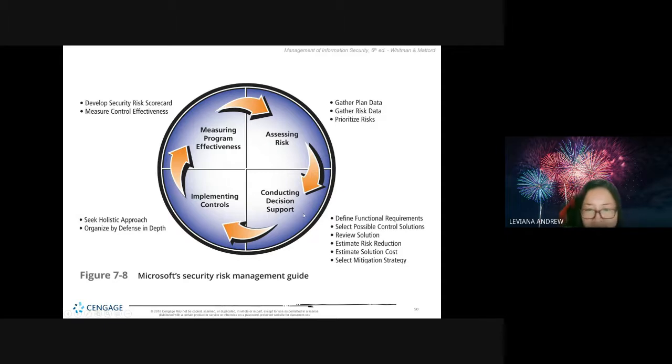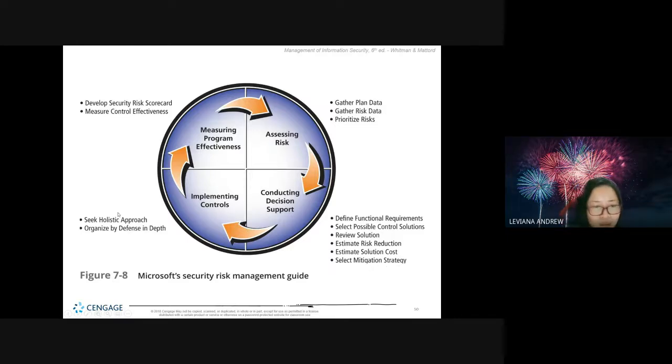Okay, and then they conduct decision support, define functional requirements, apa technicality yang diperlukan, the possible control solutions, adakah perlu software ini, software itu, review the solution, adakah murah, adakah mahal, estimate the risk reduction, adakah dapat kurangkan the risk of how many percent, and then adakah mahal, solution cost. And then select mitigation strategy.